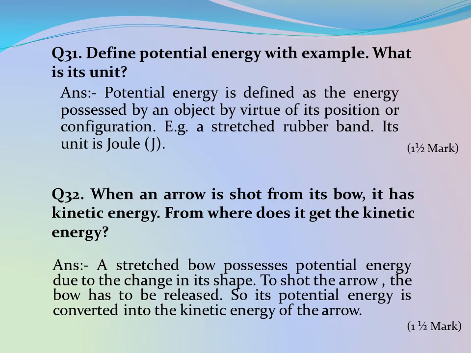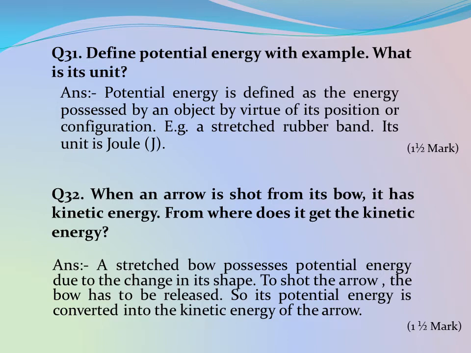Question number 31. Define potential energy with example. What is its unit? Answer: potential energy is defined as the energy possessed by an object by virtue of its position or configuration. Example: stretched rubber band. Its unit is joule.